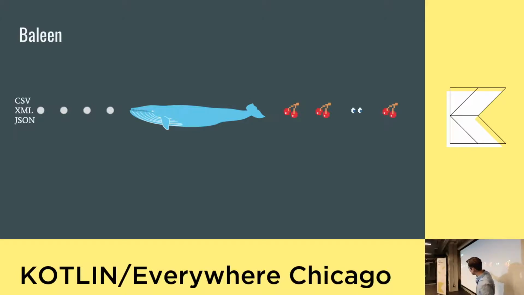So the data descriptions that we use in Baleen are just a set of constraints on that data, and you can have as many or as few as you want. And the constraints can be either expressed as the structure of the data, or they can be expressed as a list of tests.